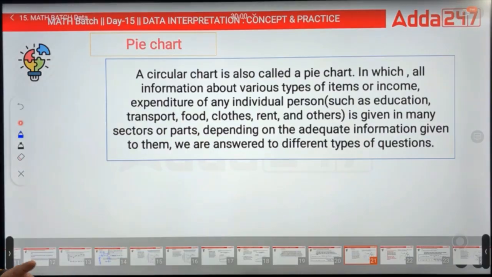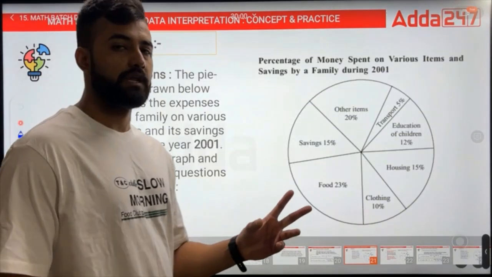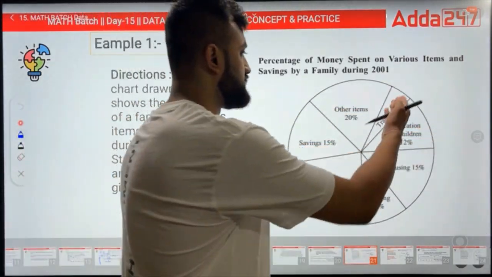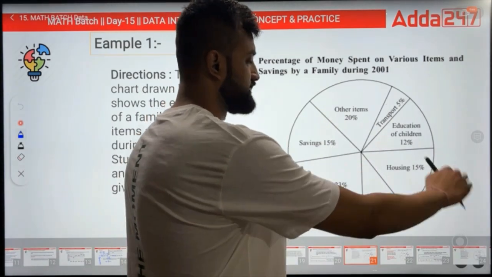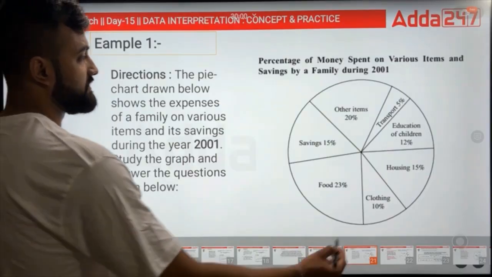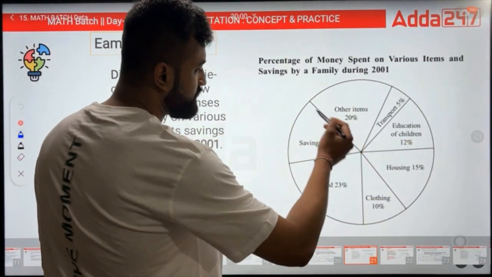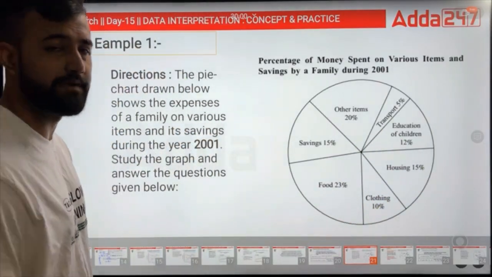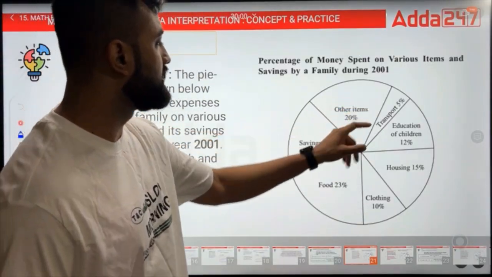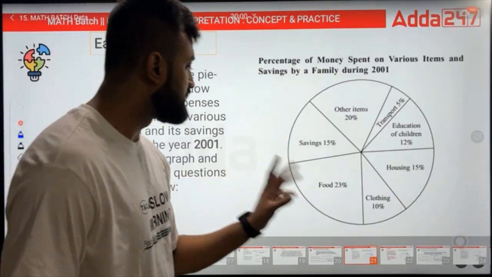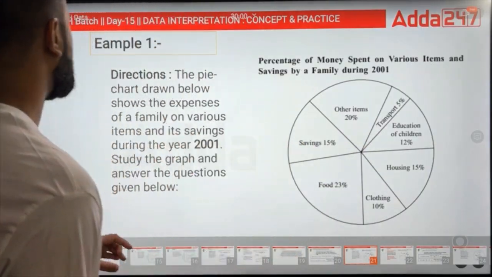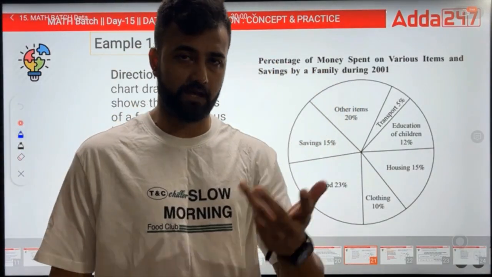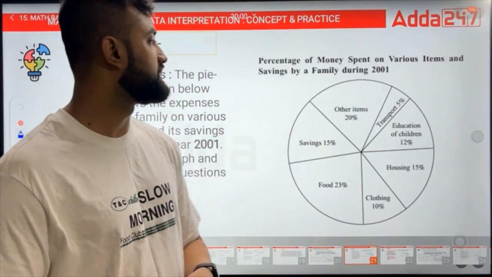Your data will be given in terms of a circle with a few sectors. These parts are known as the sectors. So we have a circle divided into a few sectors, and each sector defines some parameter, like other items, savings, food, clothing, and so on. Now let's understand what data this given chart is trying to tell us.